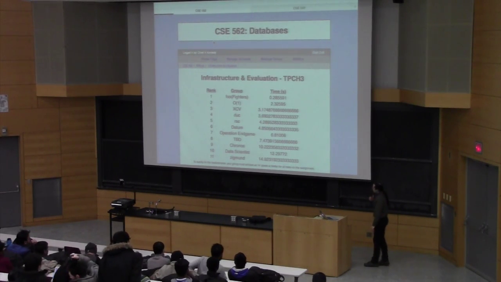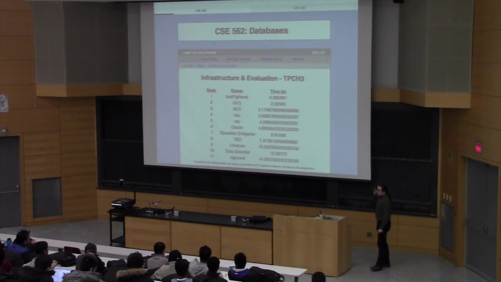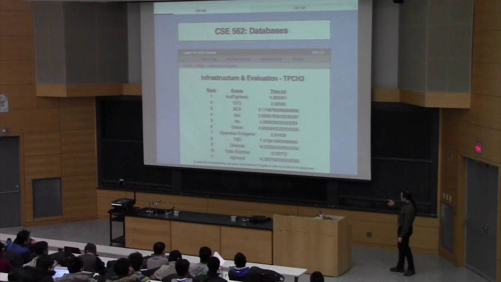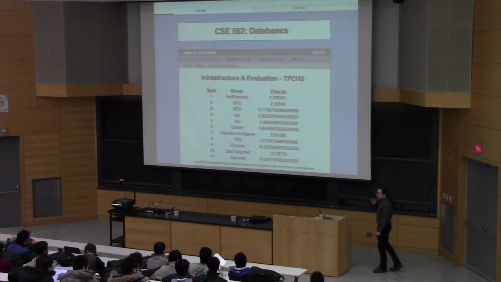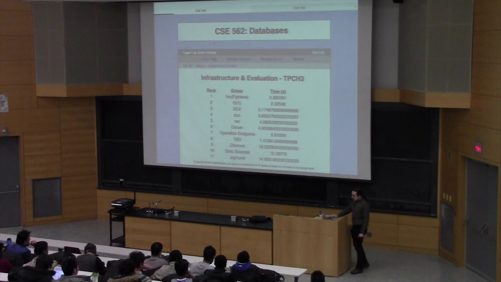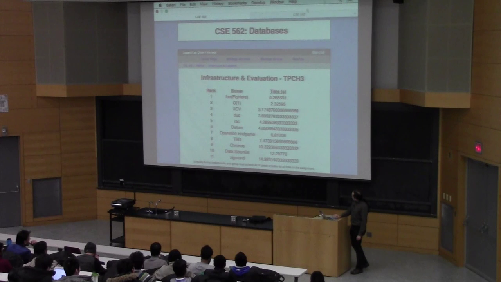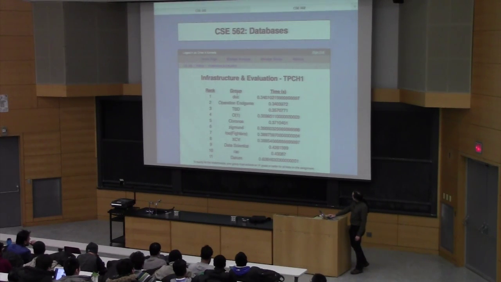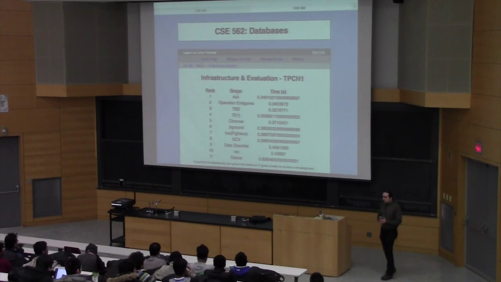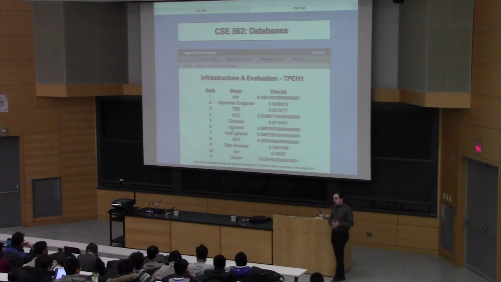So there is a huge span of results for TPCH3. In fact, there's about two orders of magnitude difference in the performance across the top 11 teams in the class for TPCH3, while by comparison for TPCH1, and in fact all of the other queries, that difference is far, far smaller. Would anyone care to venture a guess for why that is?